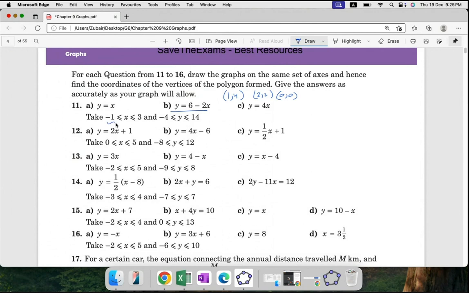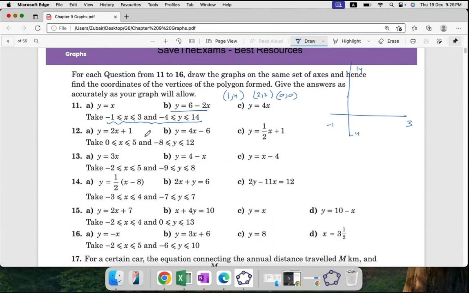And I didn't take this into account because I was actually sketching. So once we are plotting, it is advised that we stay between -1 and 3, because definitely beyond these limits we will not be getting our answers. So we are preparing our Cartesian plane for x from -1 to 3, and y from -4 up to 14 for question 1.